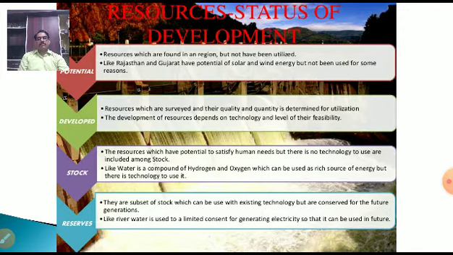Then stock. Materials in the environment which have the potential to satisfy human needs, but human beings do not have the appropriate technology to access these, are included among stock. For example, water is a compound of two inflammable gases, hydrogen and oxygen, which can be used as a rich source of energy, but we do not have the required technical know-how to use them for this purpose.